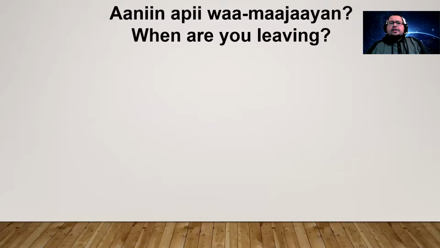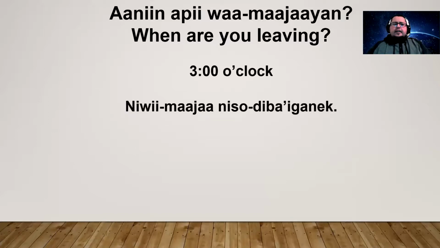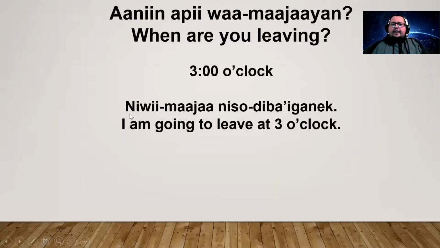Anina pi wa majayan. Notice we used wa, talking about future tense. Anina pi, anisha pi. Anisha pi wa majayan. When are you leaving? You can ask this to somebody and say you're going to leave at 3 o'clock, and we'll just stick with 3 o'clock because that was our past tense. Ni wi maja niso debaiganek. I'm going to leave at 3 o'clock. Okay, so ni wi, I will, want, or I'm going to. Maja, he or she leaves. So I'm going to leave. Niso debaiganek.